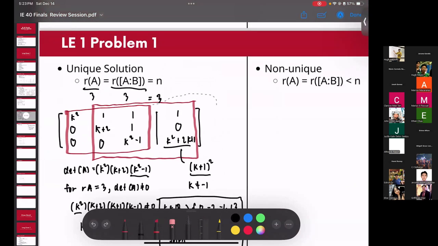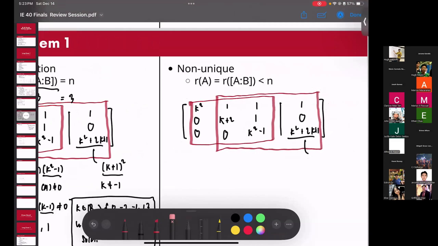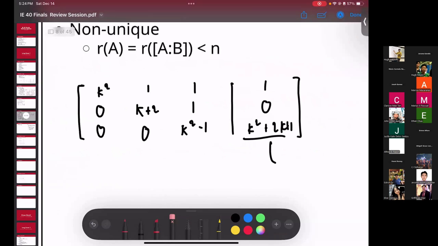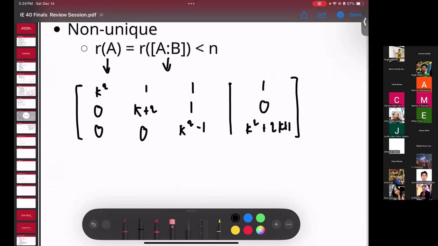So let's move on to the next items. For non-unique, I'll copy the matrix so we can save time. For non-unique, the condition here is that the rank of A equals the rank of A augmented B, but it has to be less than n. So we've established that if one term of k here becomes zero, the rank is less than n. So we just have to make sure that if the rank of A goes down, the rank of A augmented B also goes down.